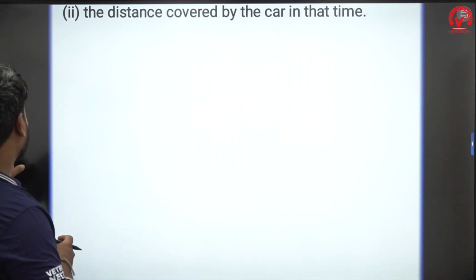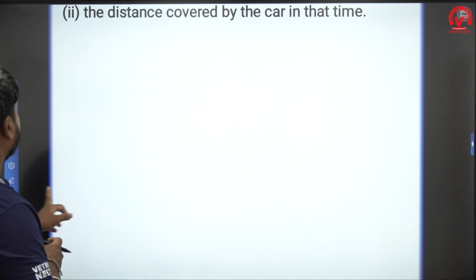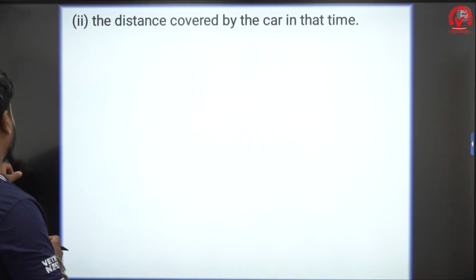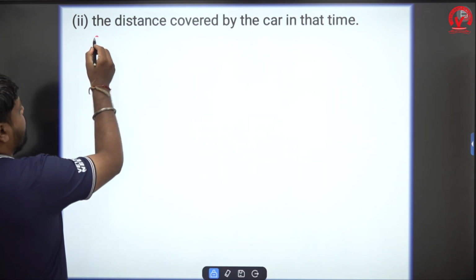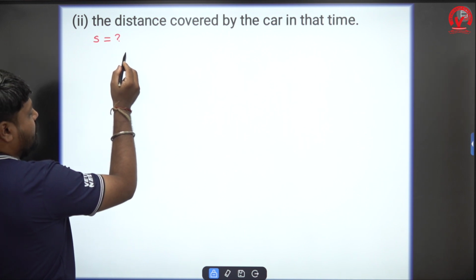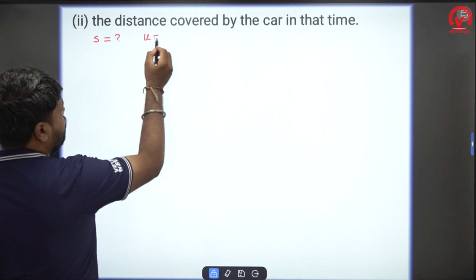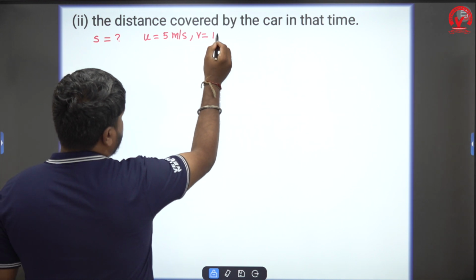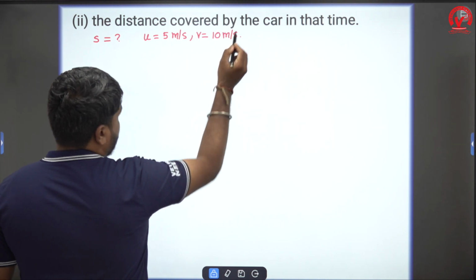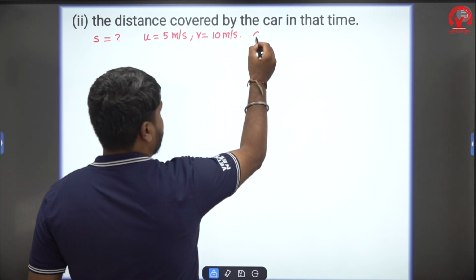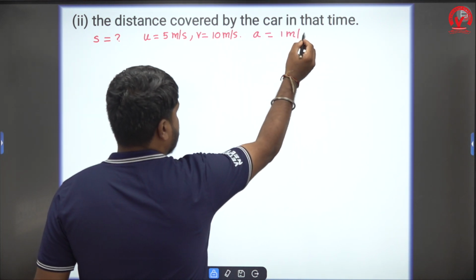So what is the distance covered by the car? Okay, they are asking for the distance covered by the car. So what is s? s is equal to question mark. What values do we know here? We know that u is equal to 5 meter per second and v is equal to 10 meter per second. Okay, here also we can use two formulas. What acceleration did we get here? Acceleration is equal to 1 meter per second squared.